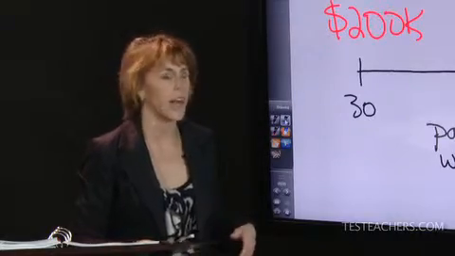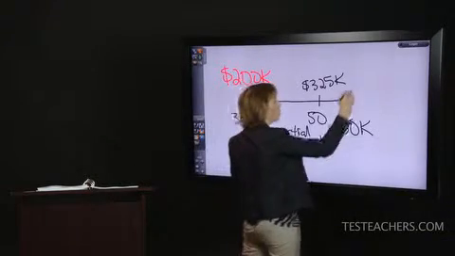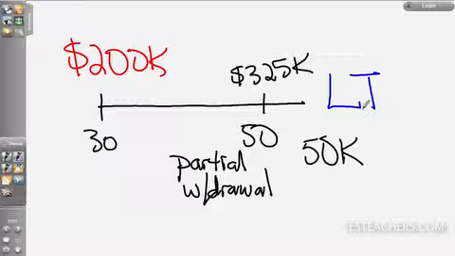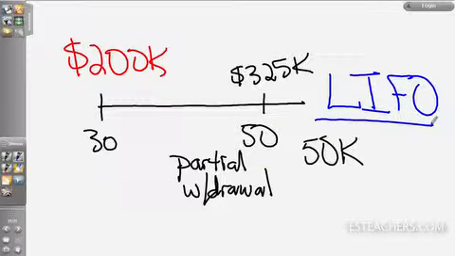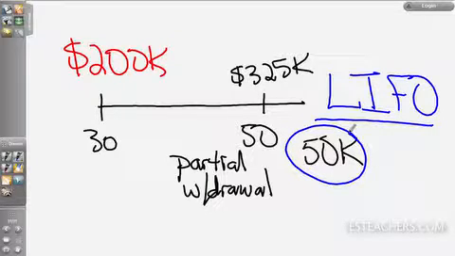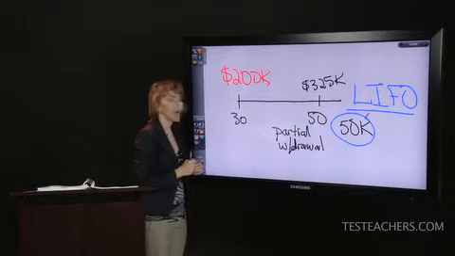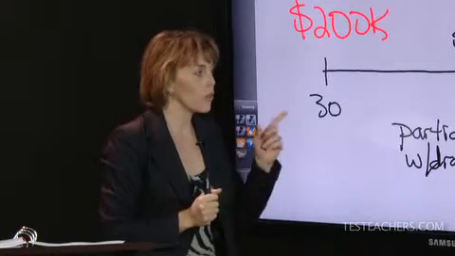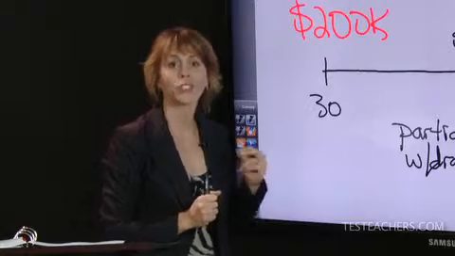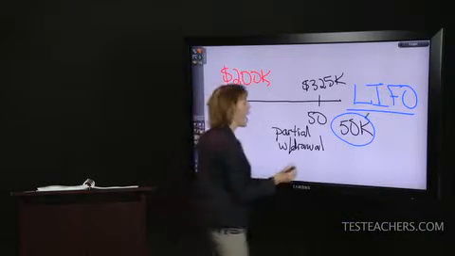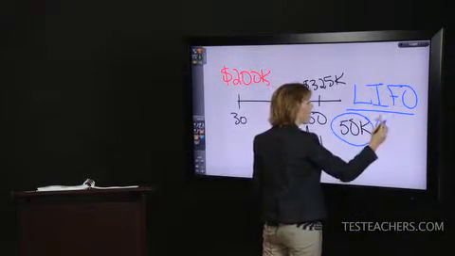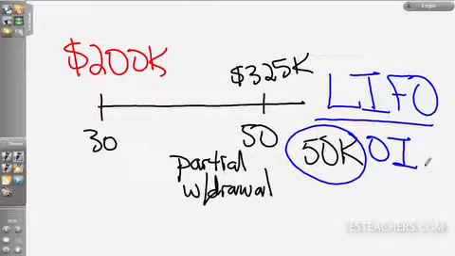Well, they got things figured out. They're going to tax this what we call LIFO. So a partial withdrawal is taxed LIFO, last in, first out, which means that this $50,000, how much earnings do we have in the account as a whole? $125,000. So the $50,000 represents earnings. How is it taxed? 100% taxable as ordinary income.